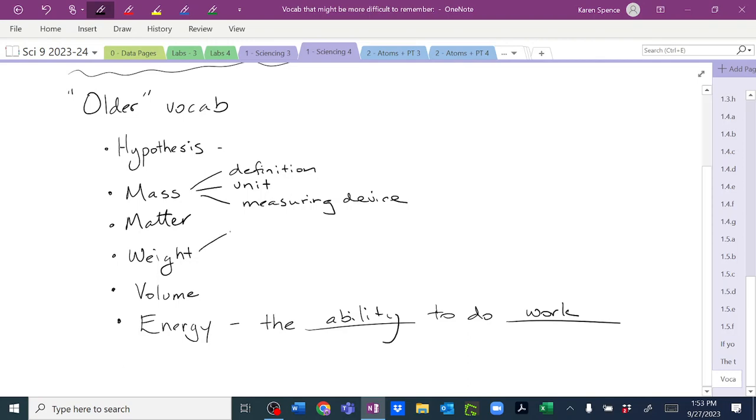For weight, you should know the definition. You should know the unit. And you should know the measuring device. That's a spring scale.